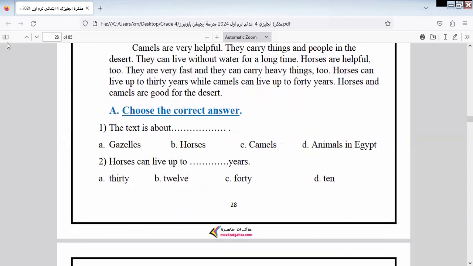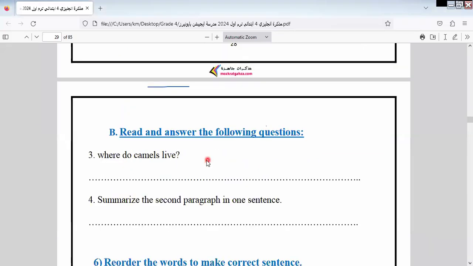The text is about what? It is about camels. So here we'll talk about camels. The horses can live up to space, as we know here, in what? 30 years, as we know from the text, okay? So you must read the text clearly to answer the question the correct way, okay? Let's go to another one.